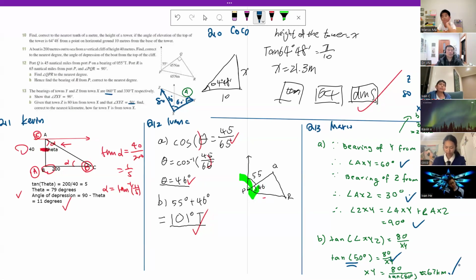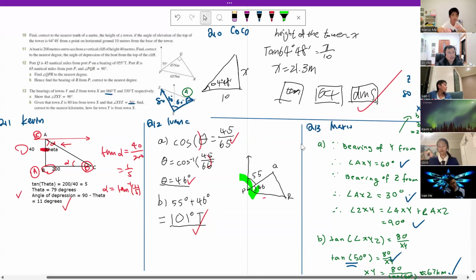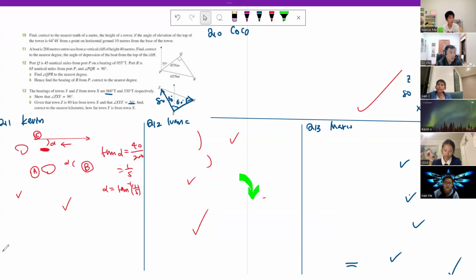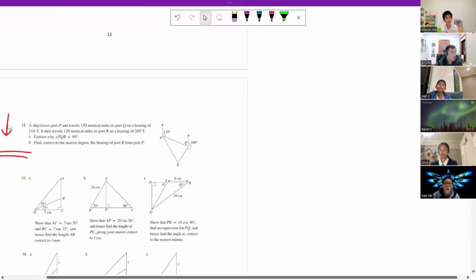Good. So guys, I think the practice shows pretty solid ground. I'm very happy, guys. You guys have no problem at all in this case. Cool. Now we get into, let's see, 14.